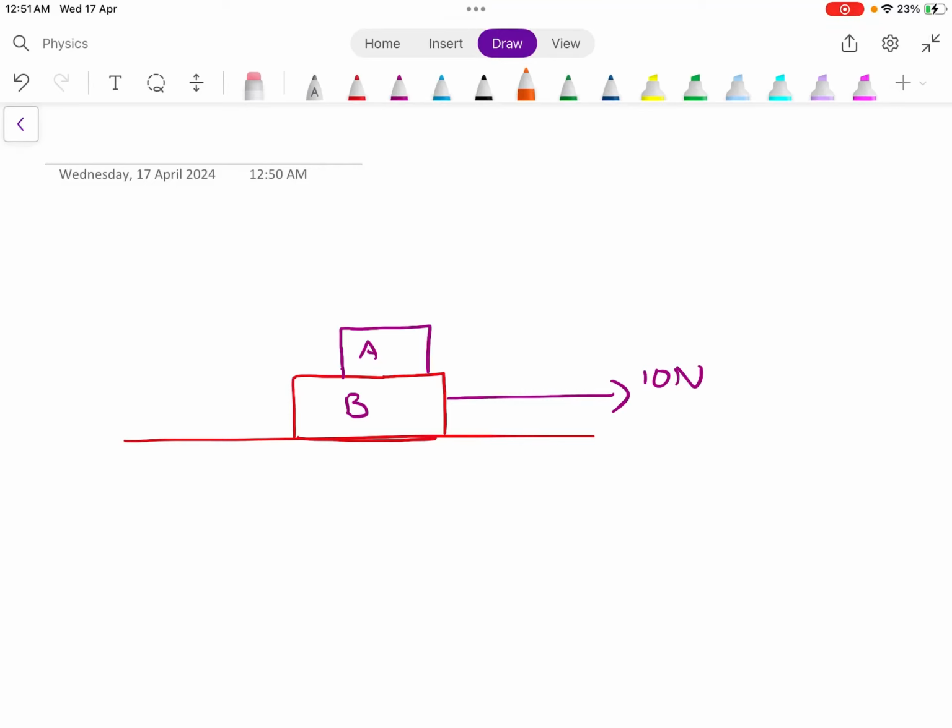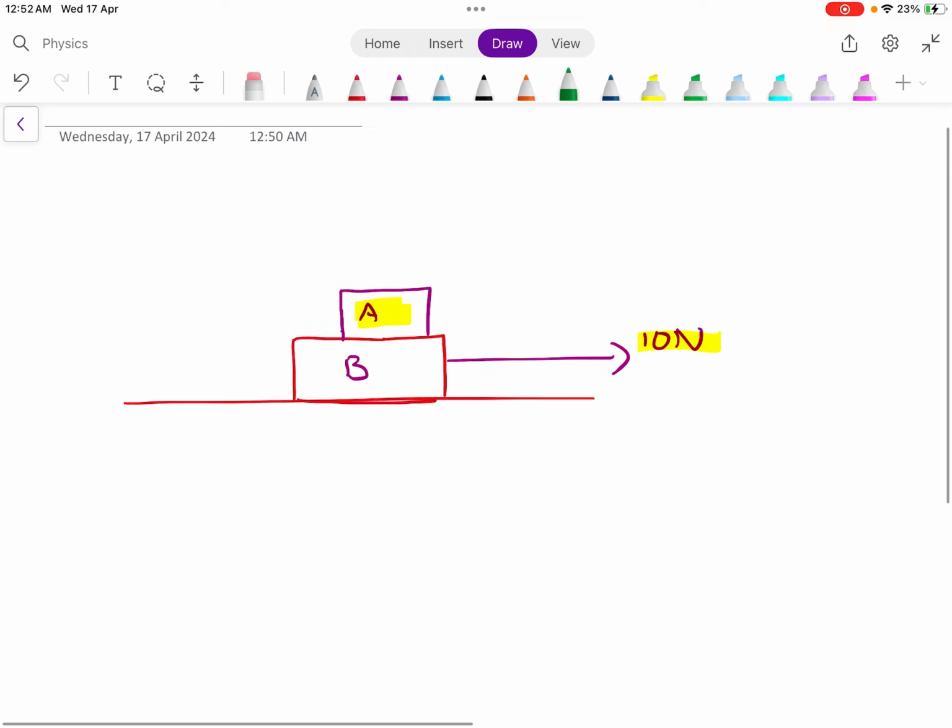Okay, so let's go through this two-body problem, right? They say that object A and B are stacked on top of each other. Given that the masses of A and B are 3 kg and 2 kg respectively, what is the horizontal acceleration of object A, where object B is being pulled by a horizontal force of about 10 Newton? And they already say one very important thing: assume all surfaces are frictionless.